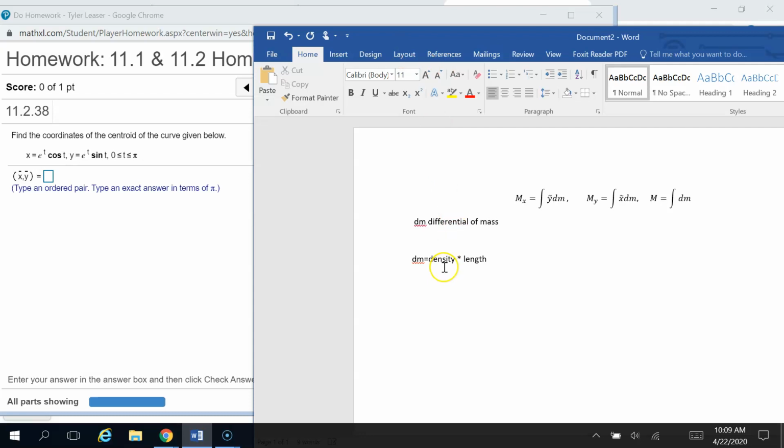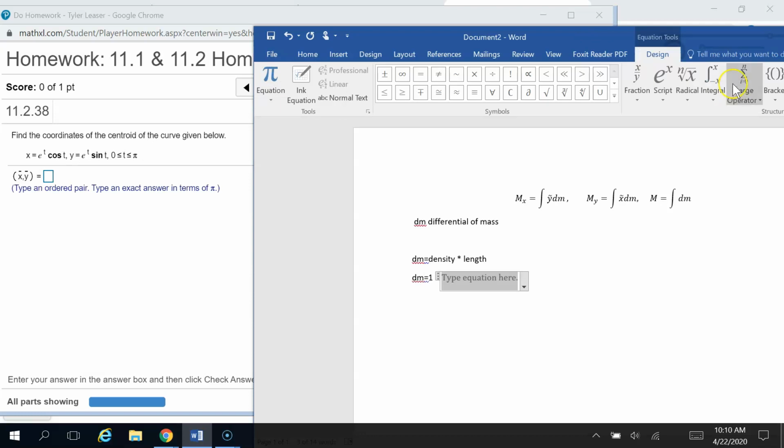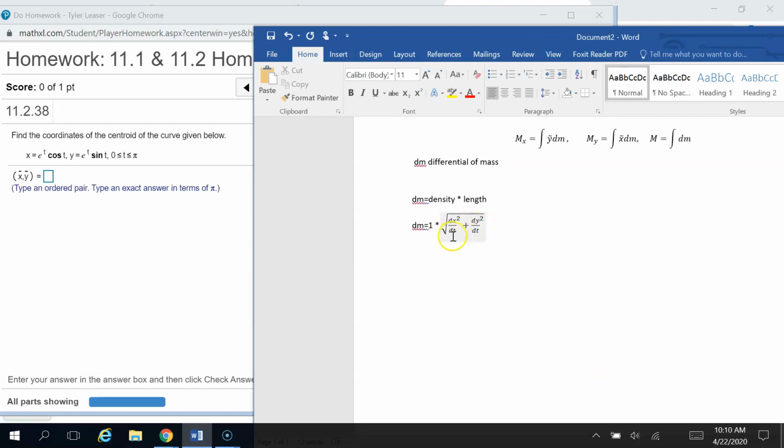We're just going to let the density be 1 because we're trying to find the centroid, and the definition of a centroid is for it to have a constant density. We might as well let that be 1. This little length is the differential of the length, which is something we did when we were finding arc length. So this dm is going to be 1 times the square root of the derivative of x squared plus the derivative of y squared, which comes from the Pythagorean theorem. This was just a definition that we saw before.